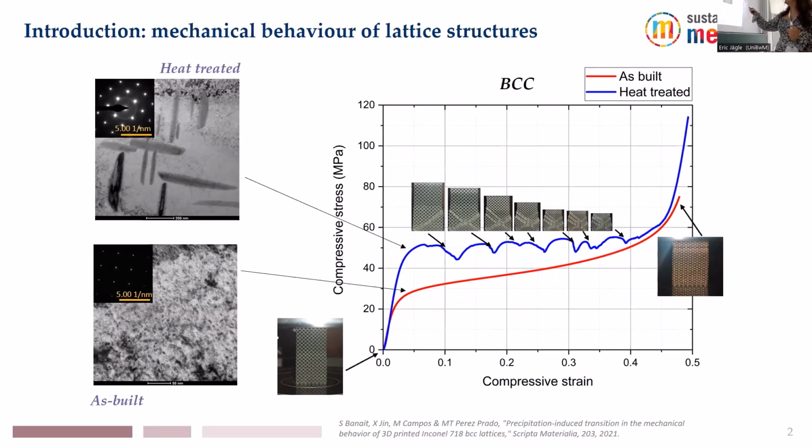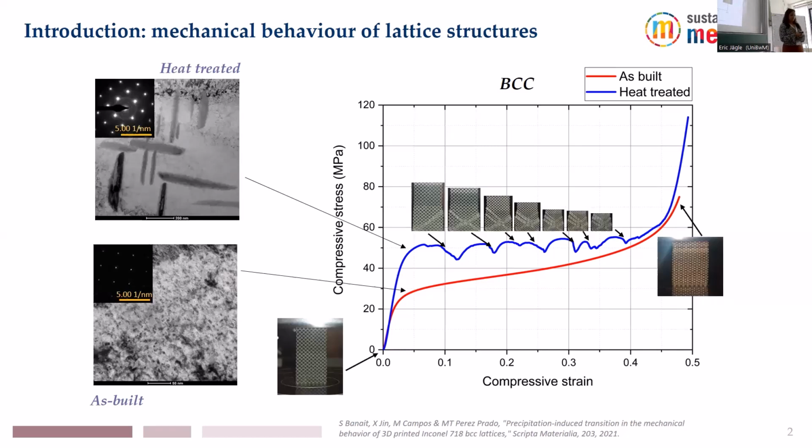But then we went further and heat treated according to the standard heat treatment for Inconel 718. We heat treated another BCC lattice, and we found out that in spite of being bending dominated, the mode of deformation changed to a stretch dominated behavior. So this was kind of news to us. You can see the heat treated microstructure here. We did increase yield strength to a considerable amount, but at the same time, we also introduced these instabilities in the plastic flow.